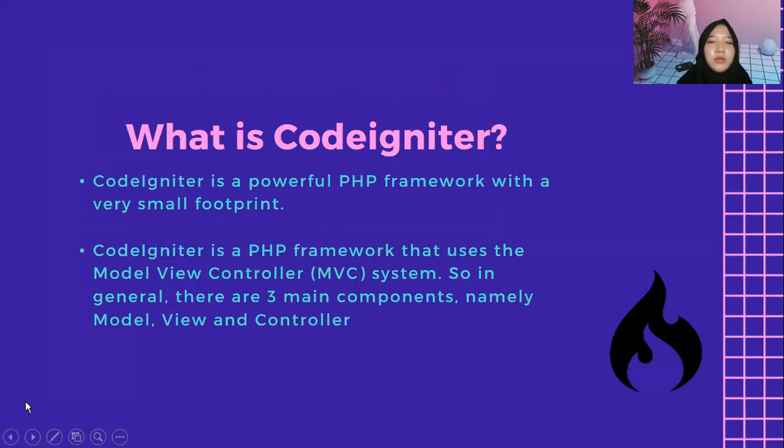What is CodeIgniter? CodeIgniter is a powerful PHP framework with a very small footprint. CodeIgniter is a PHP framework that uses the Model View Controller, or MVC, system. So in general, there are three main components, namely model, view, and controller. Model is the business layer, view is the view that can be inserted with HTML, CSS, and JavaScript, and controller connects model and view.